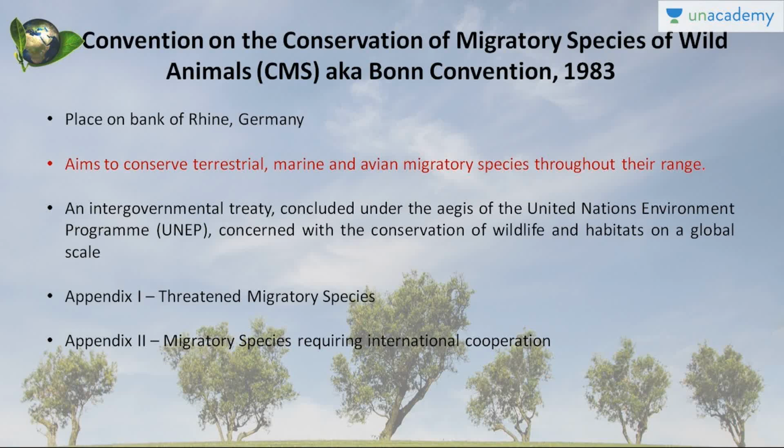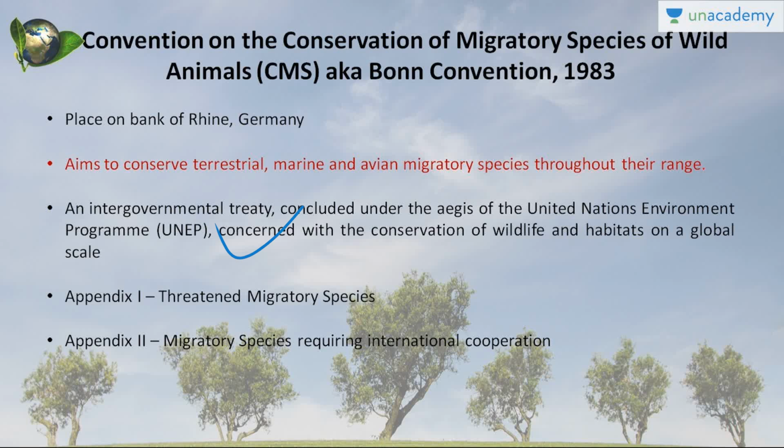Then second is the Convention on the Conservation of Migratory Species of Wild Animals, CMS, also called the Bonn Convention of 1983. They very famously ask where it is located. It is located in Germany on the river Rhine. The aim of this CMS is to conserve terrestrial, marine and avian migratory species throughout their range. Range means wherever they live: their habitat, their environment, their niche. An intergovernmental treaty, it was concluded under the aegis of the United Nations Environment Programme, UNEP, and it was concerned with the conservation of wildlife and habitats on a global scale.